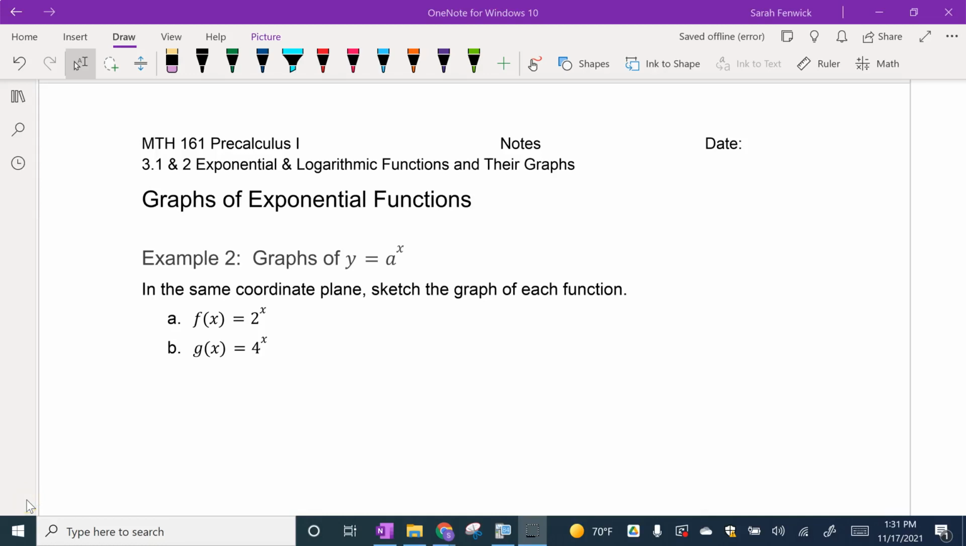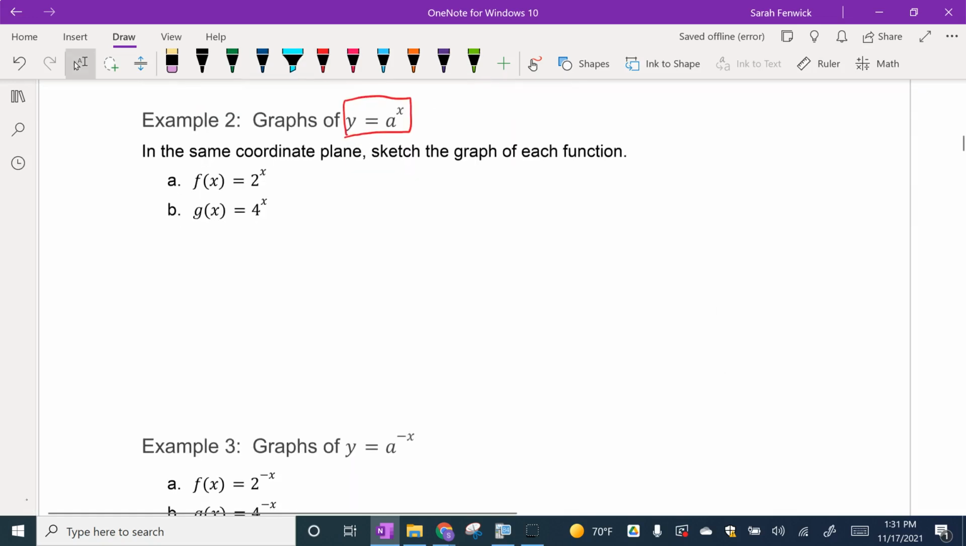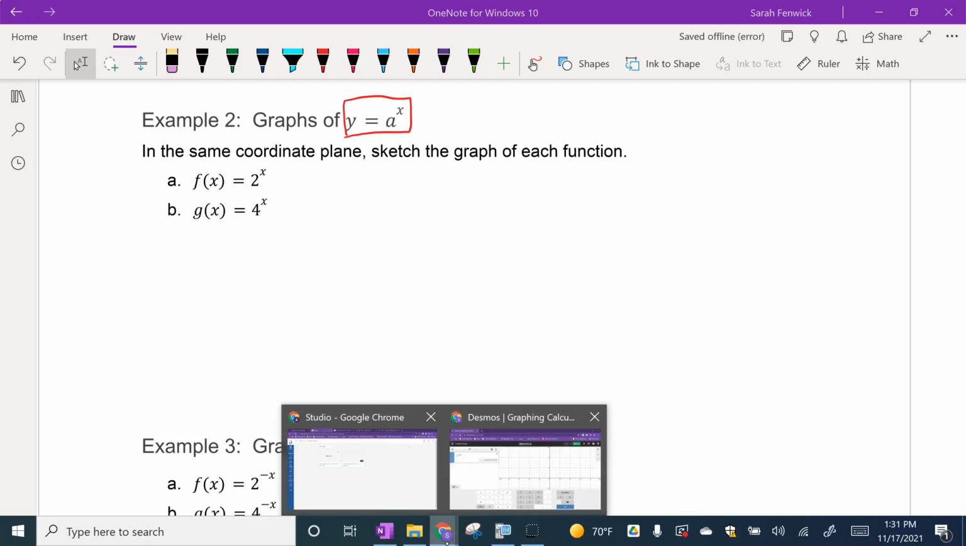Now for sections 3.1 and 3.2, we're going to look at the graphs of exponential functions. So we have our basic parent function here, y equals a to the x. We want to graph in the same coordinate plane f of x equals 2 to the x and g of x equals 4 to the x. You can honestly just put y equals, that's fine. And we're going to use Desmos to look at this first.